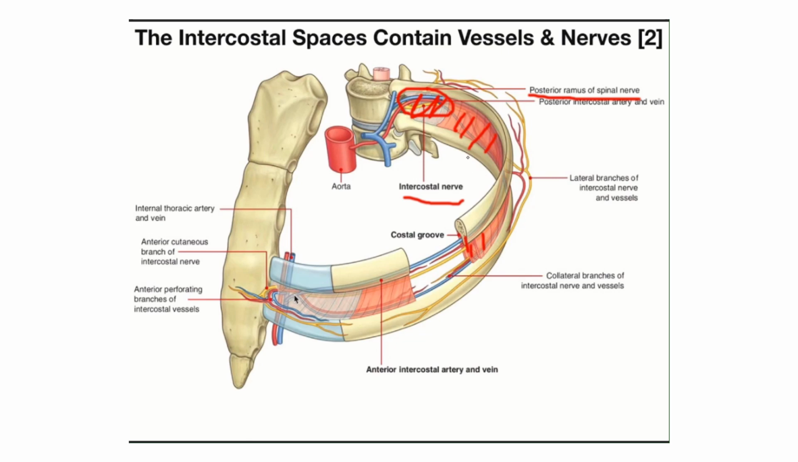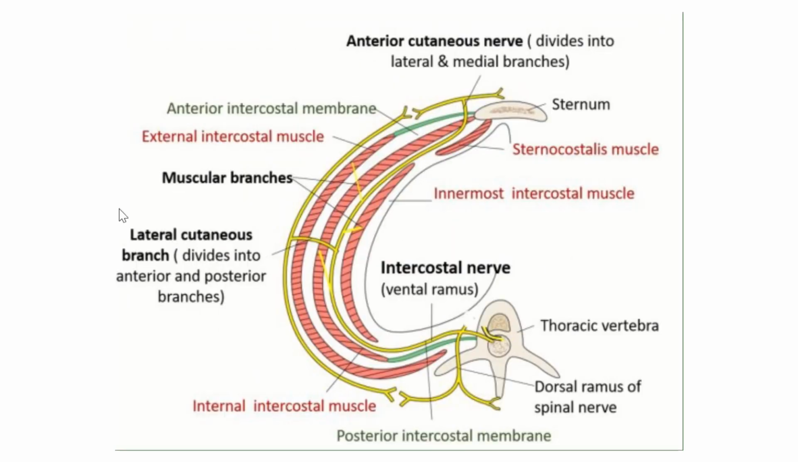Let me show you another diagram to make you understand this better. Here you can see the anterior rami and the posterior rami. This is the anterior rami, and this one is the posterior rami, which is passing posteriorly. The anterior rami will be the intercostal nerve. This is the pleura of the lung, and here we have the internal intercostal membrane.